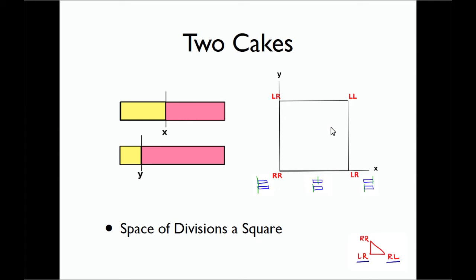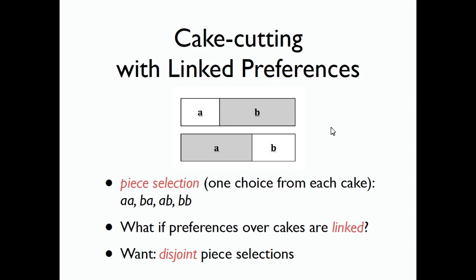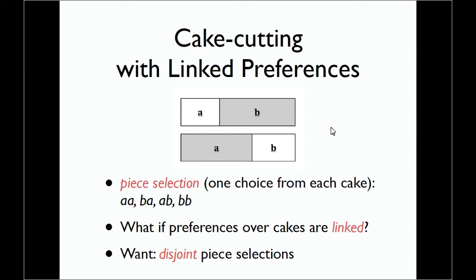Naturally polytopic square labeling. Are you with me? Okay, you might be interested in this because, again, you might have linked preferences. And what you want is a division of cake where different people choose different disjoint preference sets, right? It would be bad if AA and AB were the two people's preferences, because then they conflict on the first cake. So this is a harder problem, not obvious what to do.